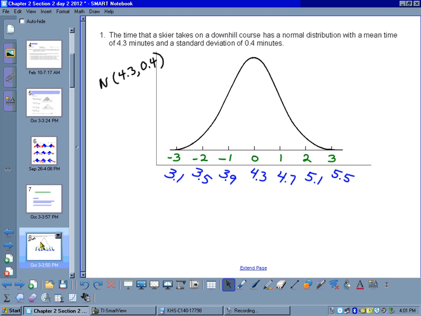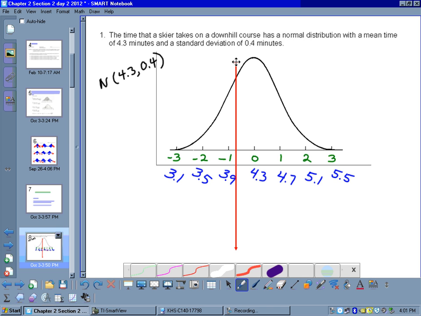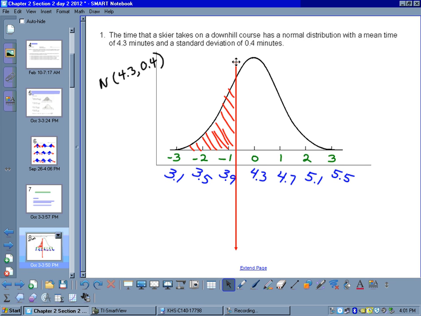So what if I want to find the probability that it took 4 minutes or less? What part of the population took 4 minutes or less to do the downhill course? This creates a problem for us because it does not fall exactly at a standard deviation.